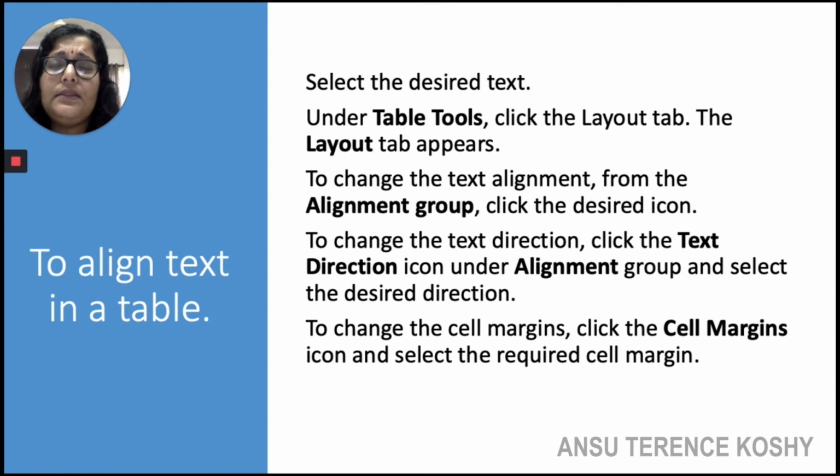There are different things that you can do by aligning a text. For that, you have to select the desired text, then go to Table Tools. In that, you have to click on the Layout tab. Then you have to go to the Alignment group. In that, if you want to change the direction of the text, you can change the direction from the respective group. If you want to change the cell margins, you can do that also from the Cell Margins icon group.